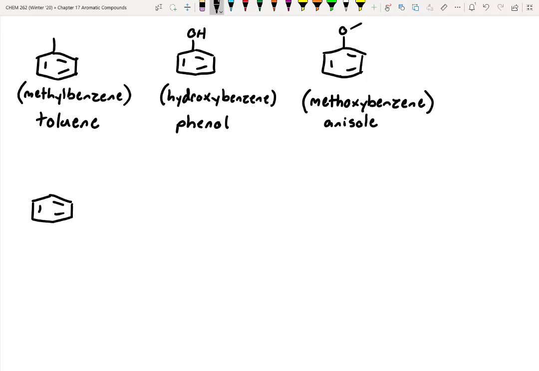This next one has a carboxylic acid coming off of it. This is called benzoic acid. It's a really common parent group. It's also a common molecule. It's found in a handful of commercial products. We have the analog where instead of a carboxylic acid, we have a methyl ketone. This is called acetophenone.